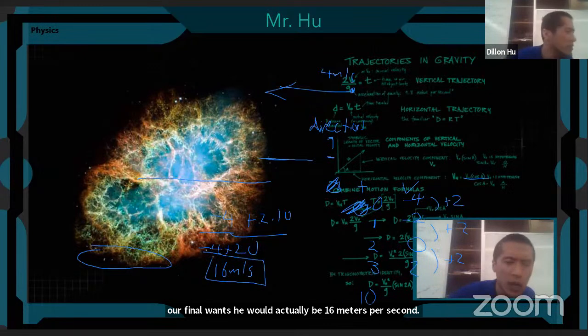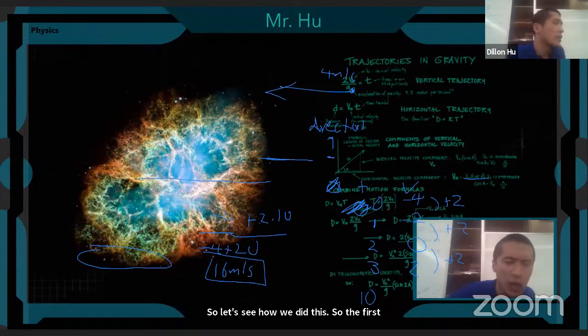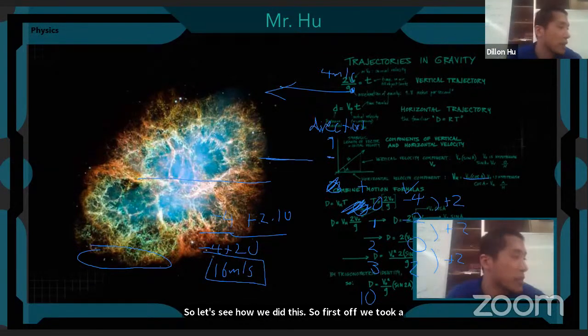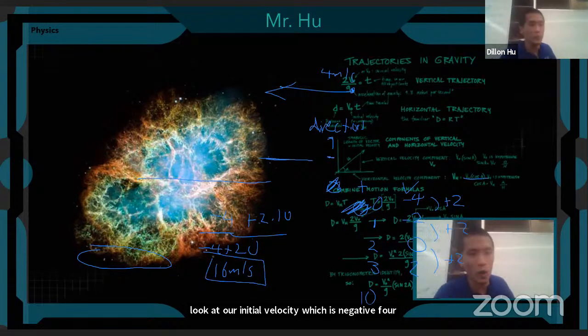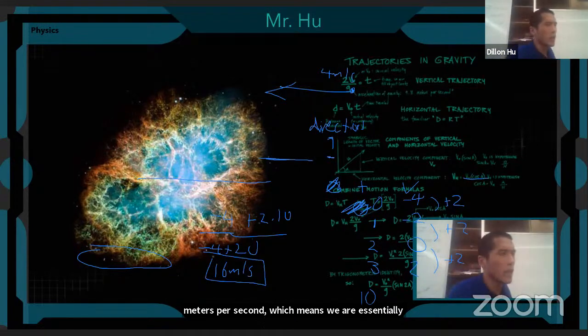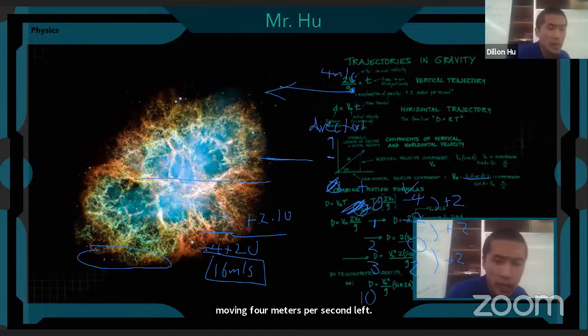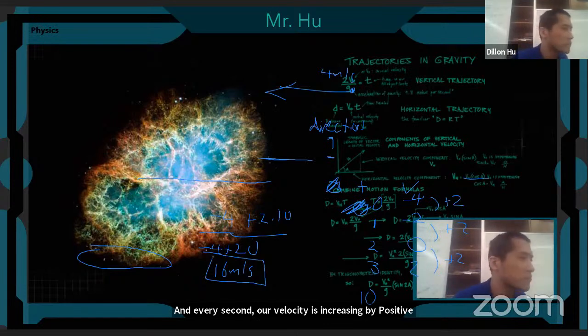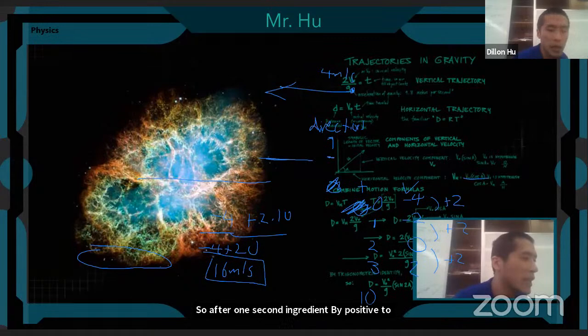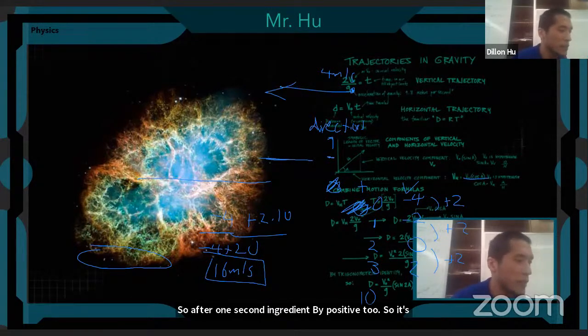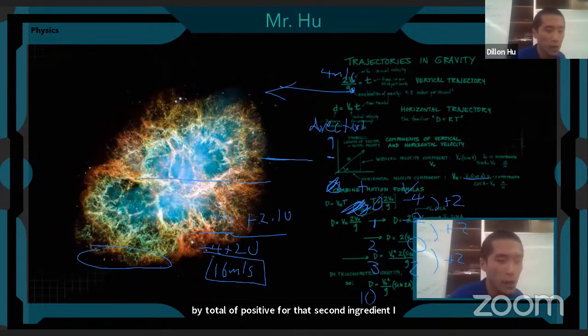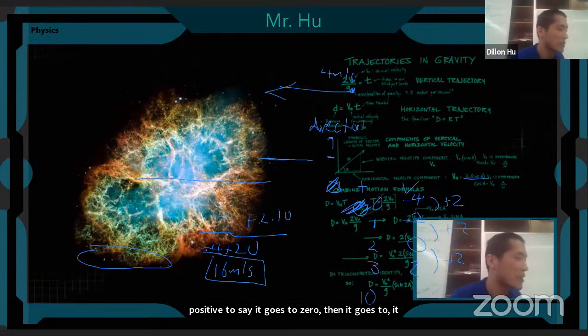So let's see how we did this. First off, we took a look at our initial velocity, which is -4 meters per second, which means we are essentially moving 4 meters per second left. And every second, our velocity is increasing by +2 meters per second every second. So after 1 second, it increases by +2, so it's -2. After two seconds, it increases by a total of +4, or within that second, increases by +2. So it goes to 0, then it goes to 2, then it goes to 4, et cetera, until we stop and we hit 10 seconds.